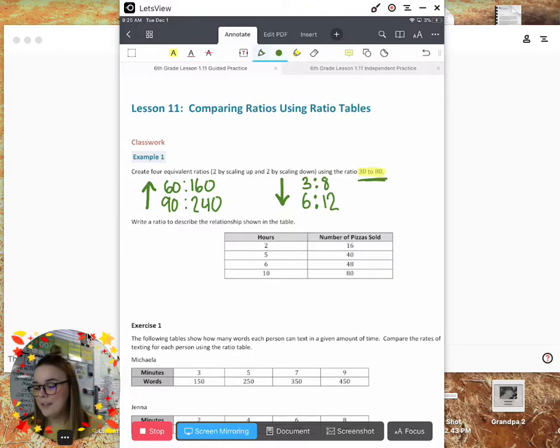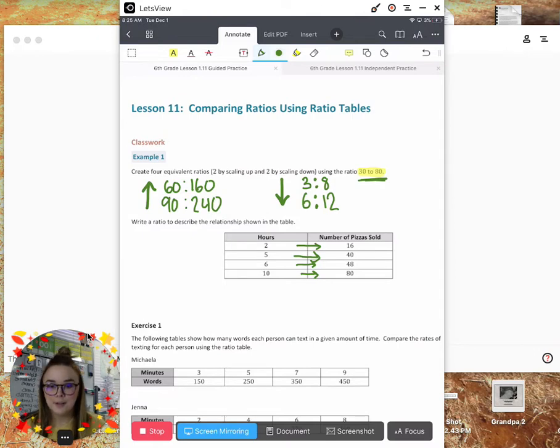So now we're looking at this ratio table. It says to write a ratio to describe the relationship shown in the table. So if we look at this table, we have 2 hours. In 2 hours, we have 16 pizzas that are sold. In 5 hours, we have 40 pizzas that are sold. In 6 hours, we have 48 pizzas that are sold. And in 10 hours, we have 80 pizzas that are sold.